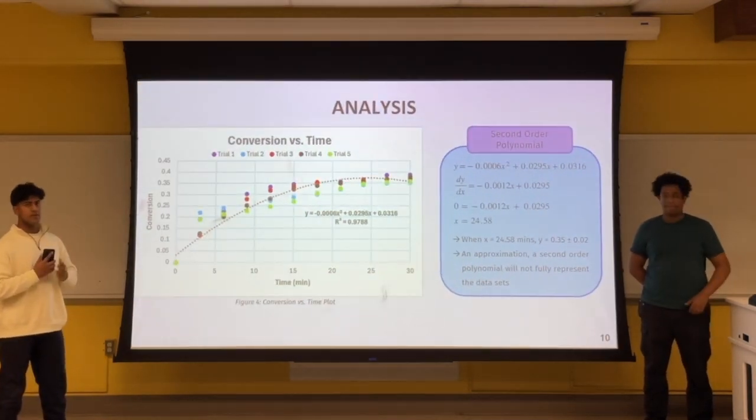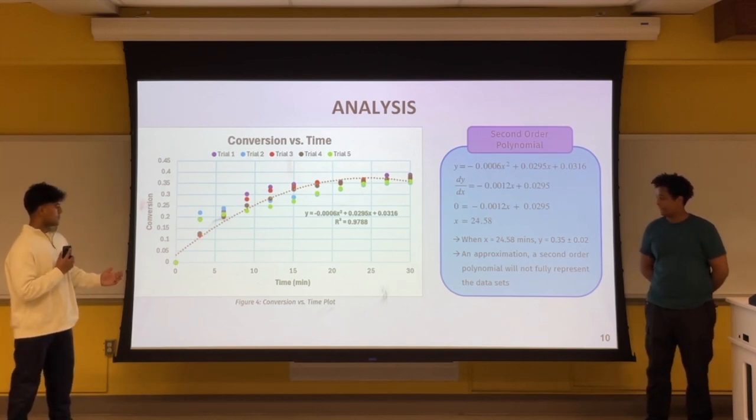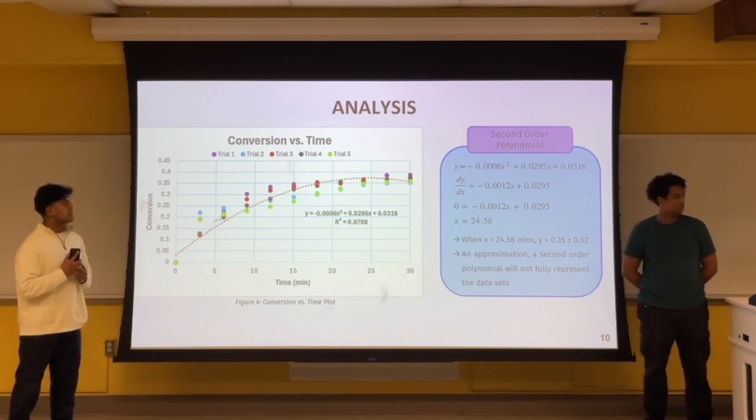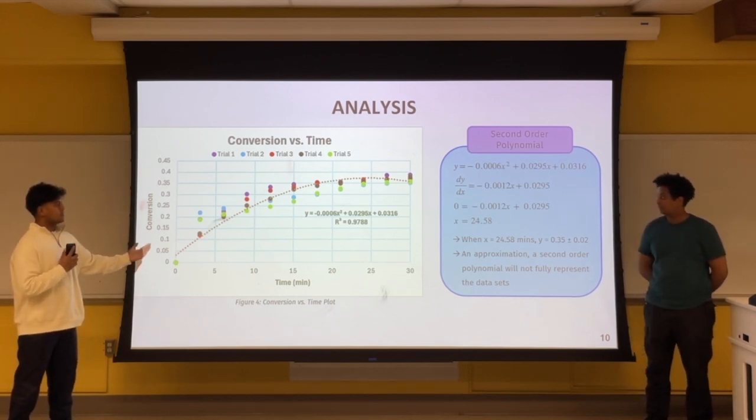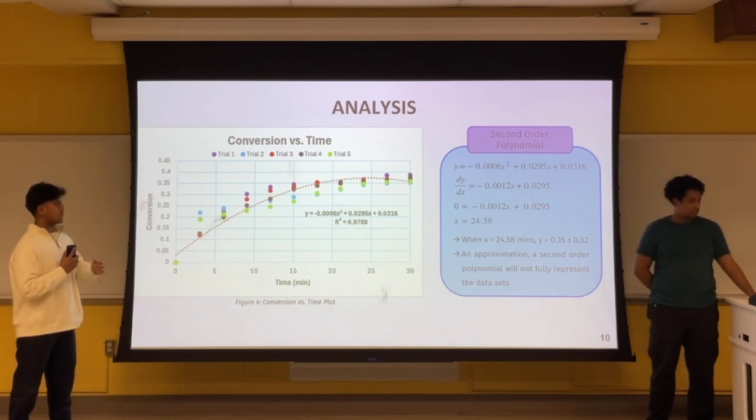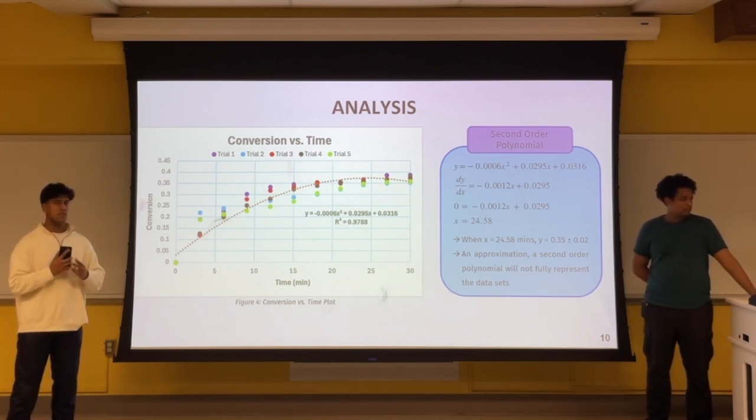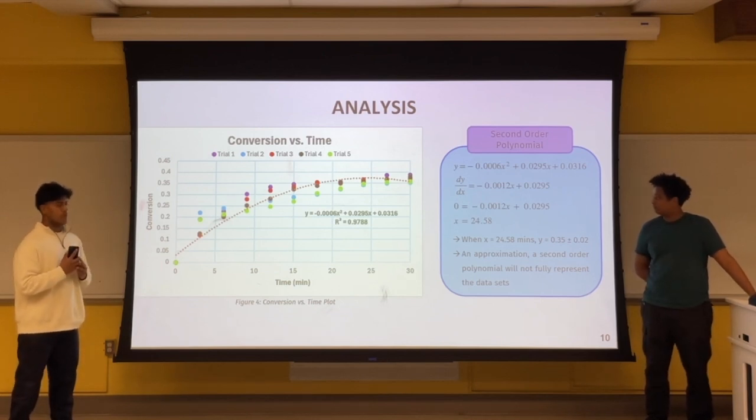Now, to make sure we actually met steady state in our reactor, we plotted a conversion versus time plot for all 5 trials. We found the equation and the derivative was found. Setting the derivative to 0, we were able to solve for x, which was 24.58 minutes. This is exactly where our line plateaued and steady state was met. At this x value, we were able to find conversion, which was 35% plus or minus 2%.